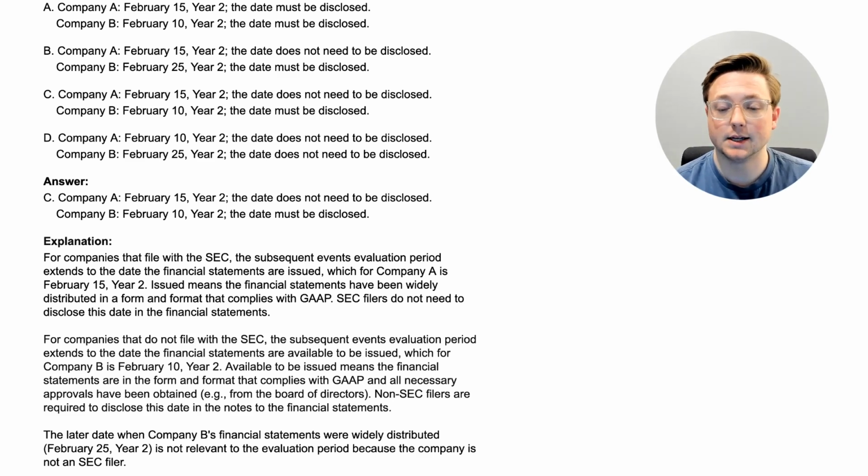And remember, issued means that it's actually been widely distributed and it conforms with GAAP. Available to be issued means that it's been approved and it conforms with GAAP, but it hasn't been widely distributed. So a lot of information in that one question. I hope that helped. Now let's go to the next question.